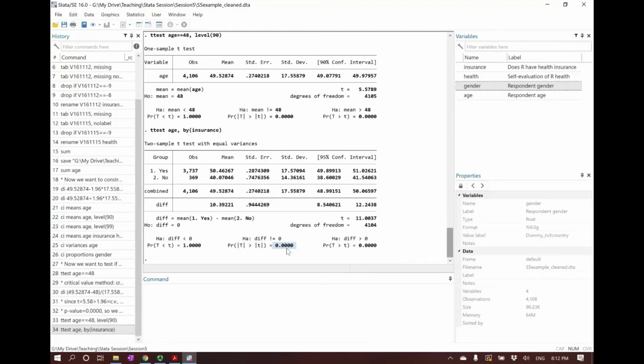The mean age across those who have insurance and those who do not are statistically and significantly different. At the same time, we also know that the true difference is from 8 to 12 something, so the true difference is a positive value. Therefore, we know that the mean age for those who have insurance is statistically greater than the mean age without insurance.